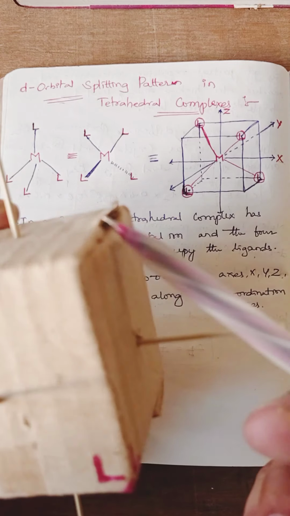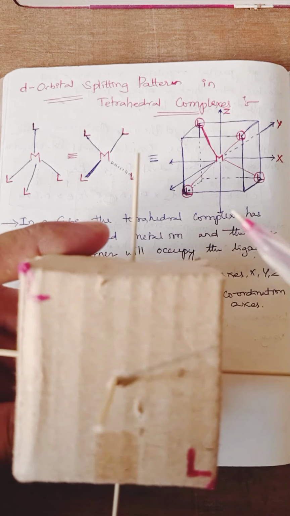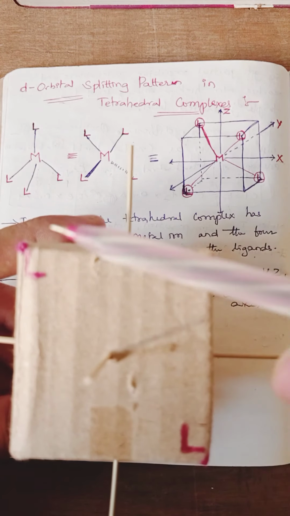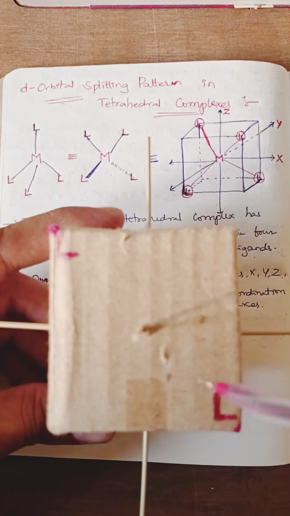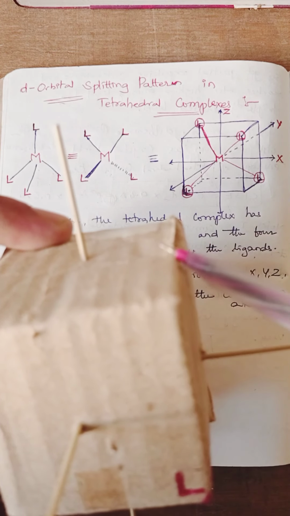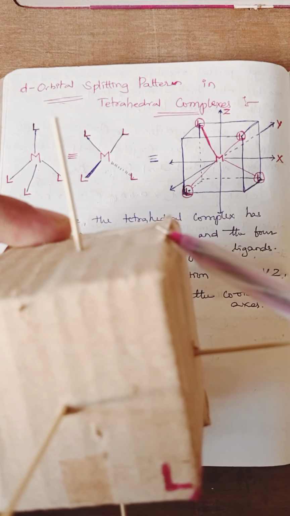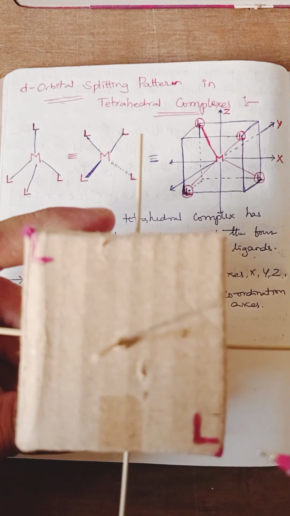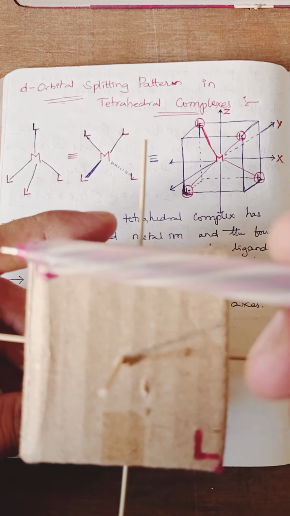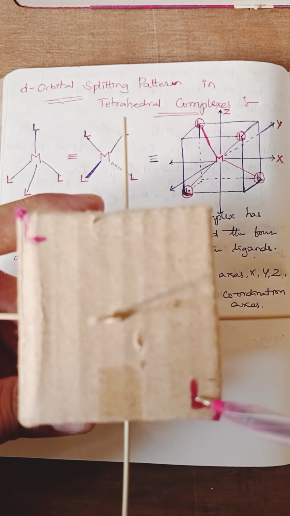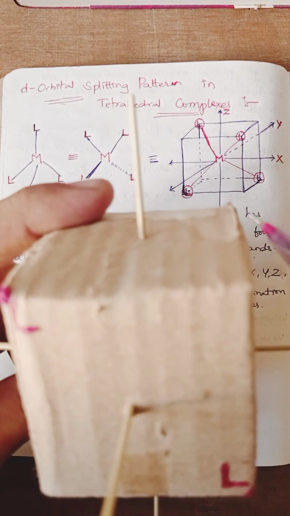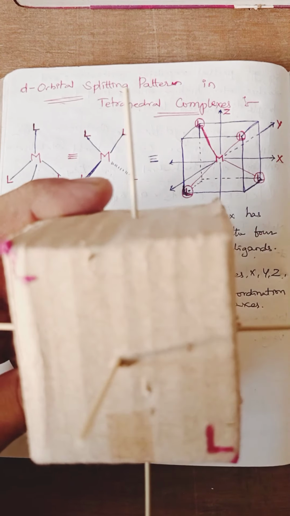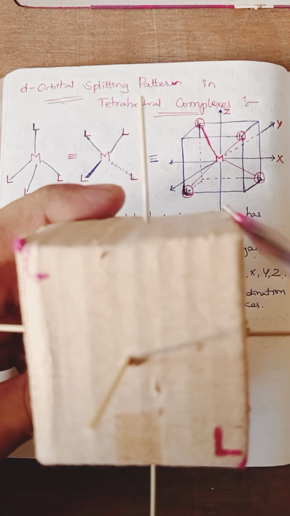Is there any ligand here? No. Actually, the ligands are occupying alternate corners of the cube, right? They are not at the center of the edge. The ligands are occupying the corner positions, right? So the xy plane will not have any ligand.